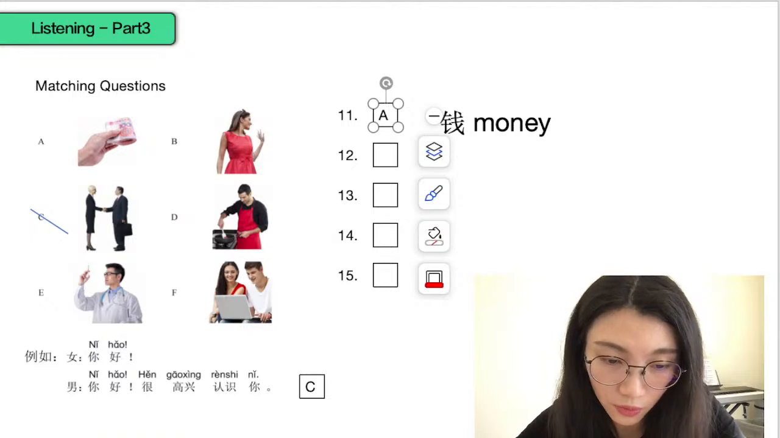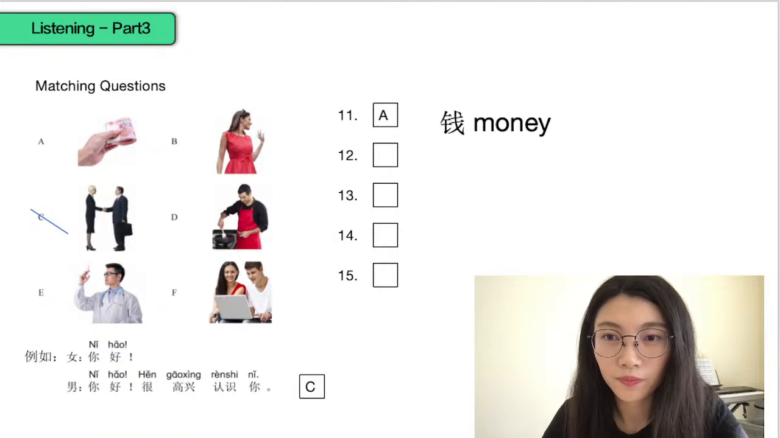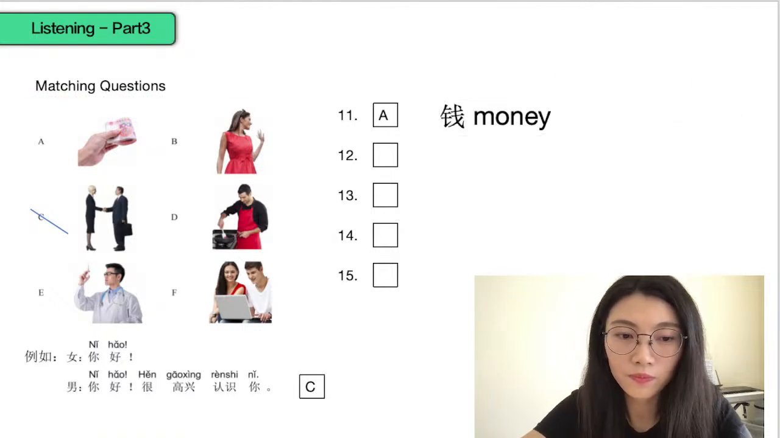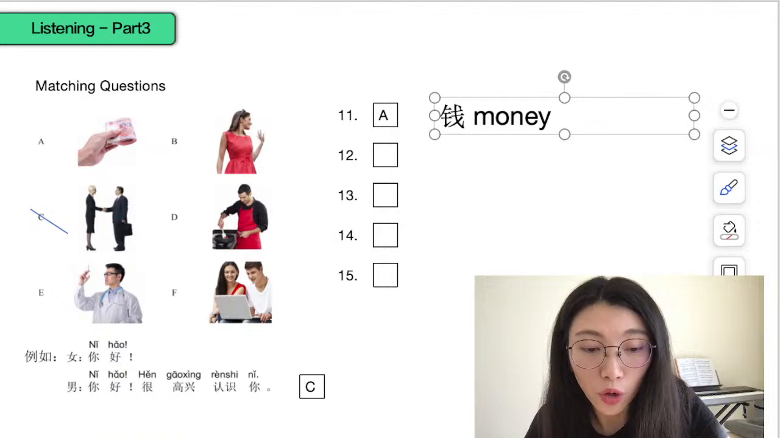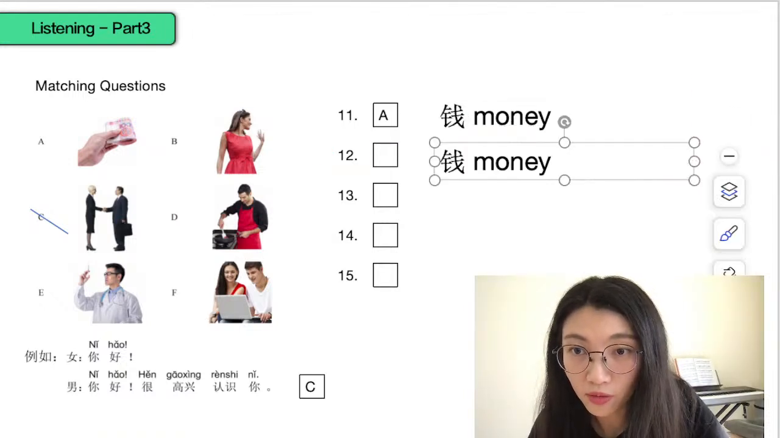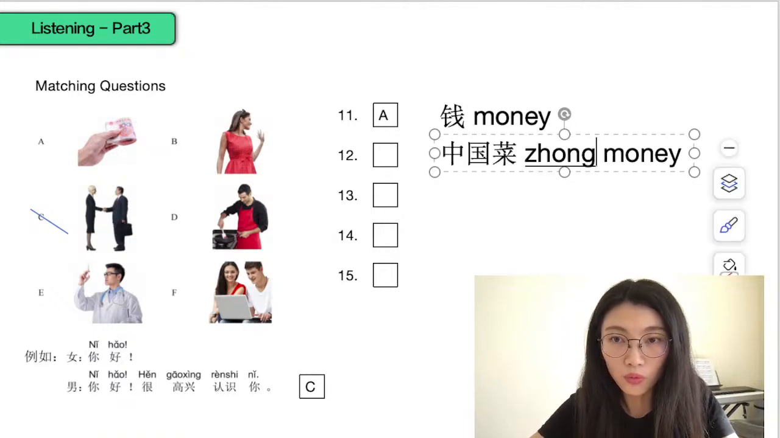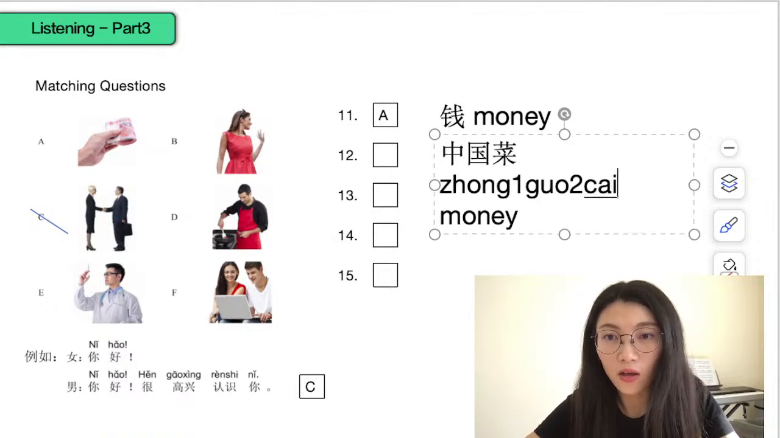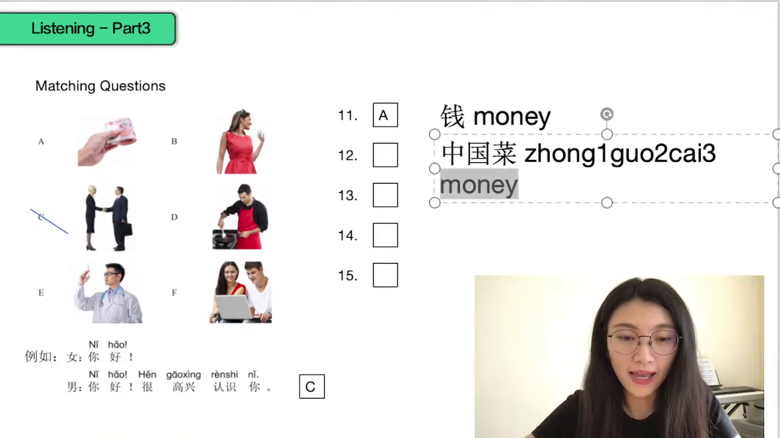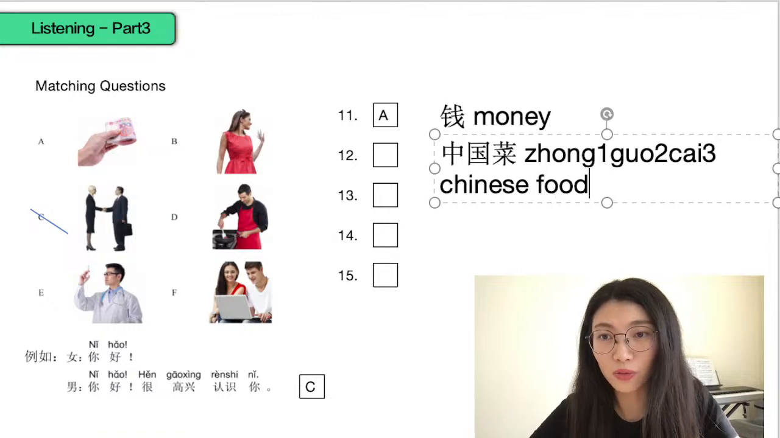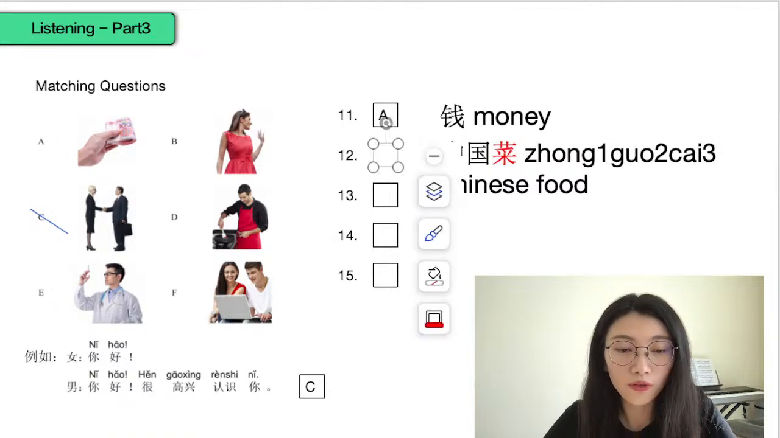12. 你会做中国菜，和谁学的？一个同学。Okay, 12. We heard one keyword, which is what? 中国菜. What's the meaning of 中国菜? It's Chinese food. So here, as long as you know 菜, we can choose that 12 is D.